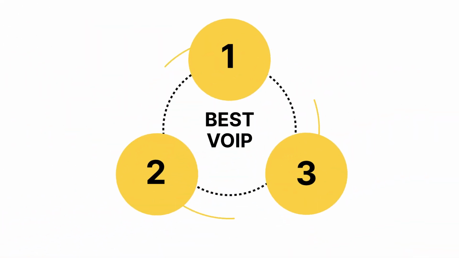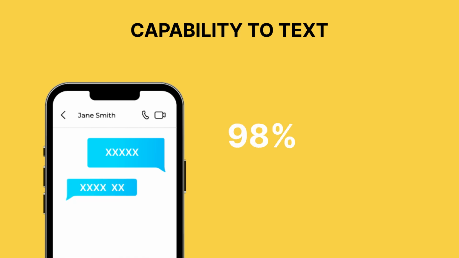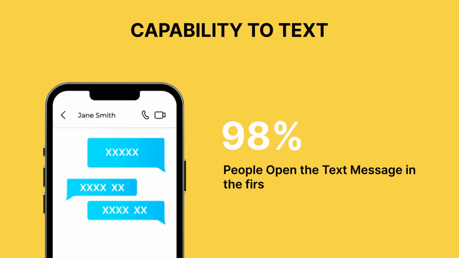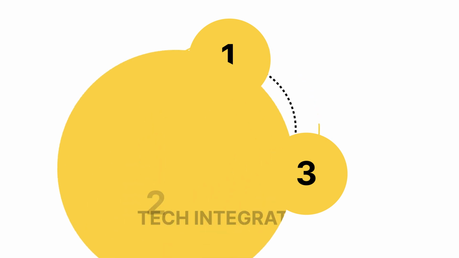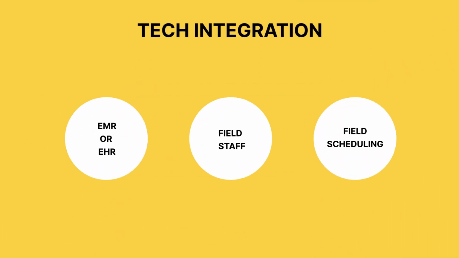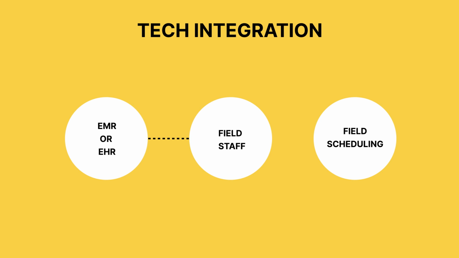First, what you can look at is whether this VoIP phone system offers you the capability to text. According to research, 98% of people open a text message in the first 3 minutes. So it's imperative that your VoIP phone system should allow you to text as well. The second capability that you want to look at is whether it integrates with your current technology stack. If you're a doctor's office, maybe an EMR or an EHR. If you're a home service business, maybe field staff or field scheduling software, so on and so forth.